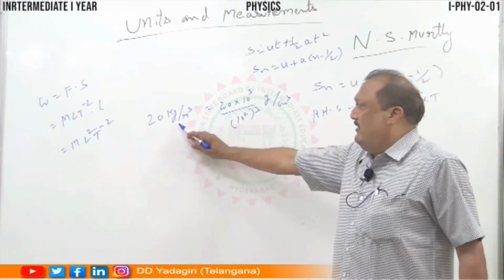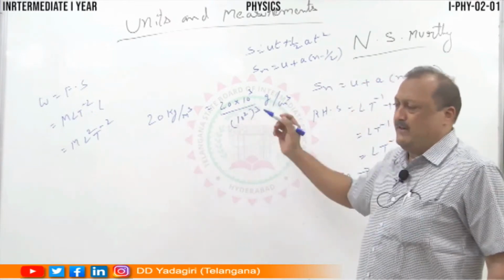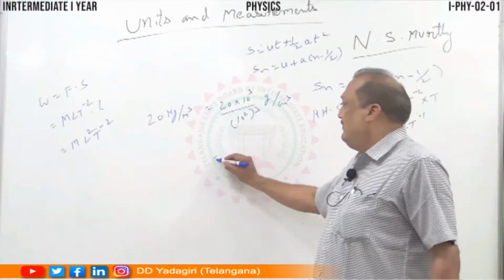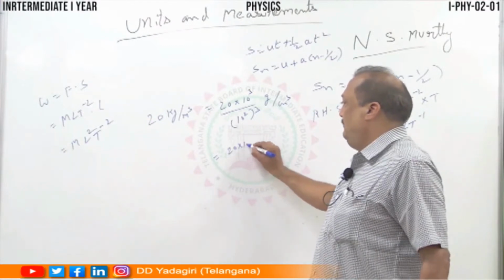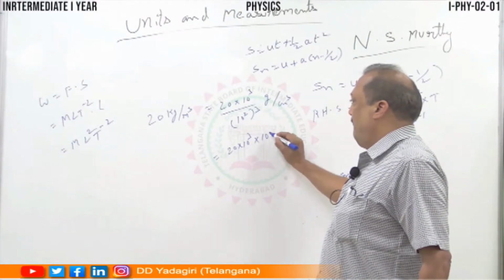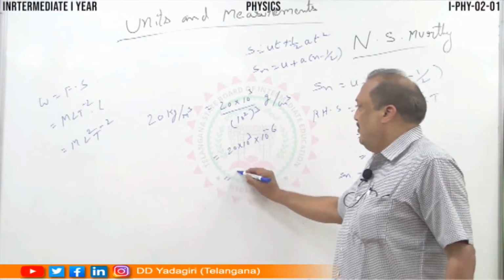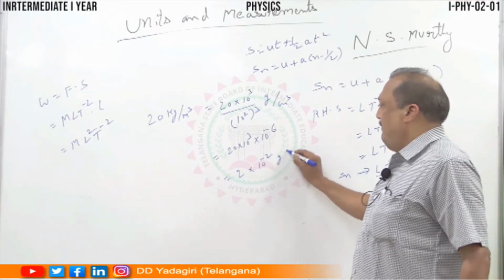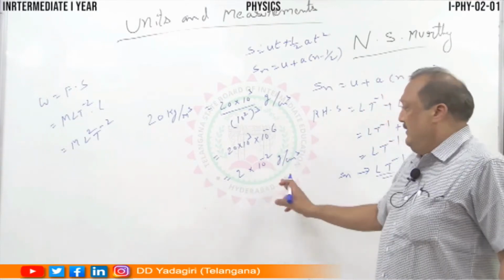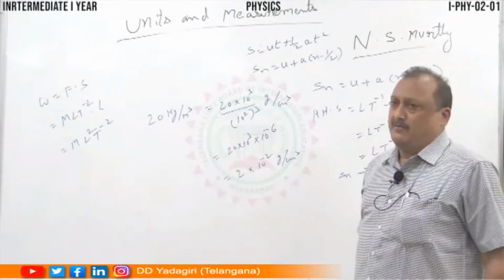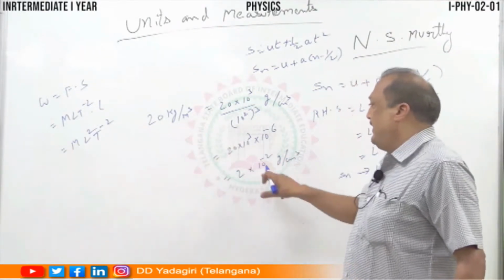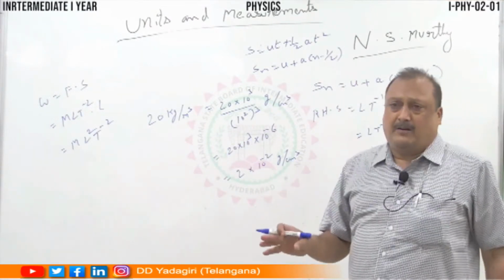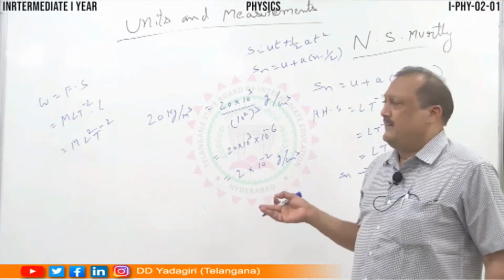So we convert kg into grams, 10 cube grams, 1000 grams. 100 centimeters is 1 meter. So 10 square whole cube, that is 20 into 10 cube into 10 to the power of minus 6, which equals 2 into 10 to the power of minus 2 gram per centimeter cube. That is the CGS unit for this given value. 20 kg per meter cube is equal to 2 into 10 to the power of minus 2 gram per centimeter cube. We can convert one system of units into another using this.